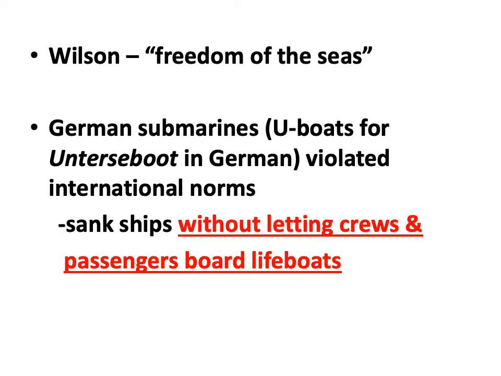Now, President Wilson, although a pacifist, did insist on freedom of the seas. Of course, at this time, there were no airplanes to speak of, so all long-distance transportation of both people and products was on the ocean, and he insisted that there be freedom of the seas. Wilson's great concern was the German submarines, known as U-boats in both World War I and World War II. The reason they're called U-boats is that the German word for submarine is Unterseeboot.